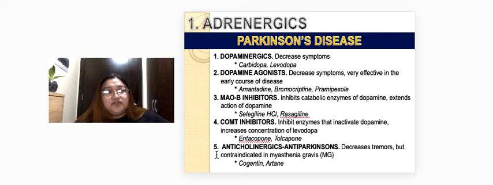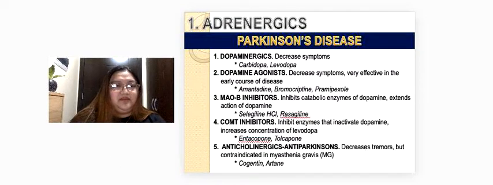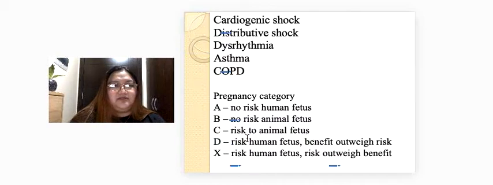And the fifth, are the anticholinergics, anti-Parkinson's. Mamaya, meron tayong mga gamot na cholinergic blockers. Yun yung mga anticholinergic drugs. So, basically, these drugs decrease tremors, but contraindicated siya sa myasthenia gravis. So, there's another disease. So, myasthenia gravis.